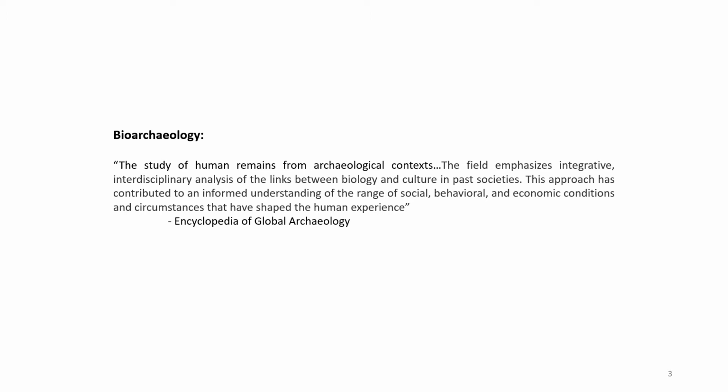One definition of bioarchaeology states that it is the study of human remains from archaeological contexts. The field emphasizes integrative, interdisciplinary analysis of the links between biology and culture in past societies. This approach has contributed to an informed understanding of the range of social, behavioral, and economic conditions and circumstances that have shaped the human experience. The approach, in effect, is a telling of stories about aspects of human life in the past by treating the body as an archive.